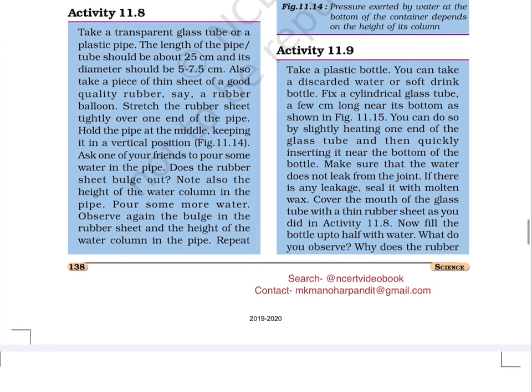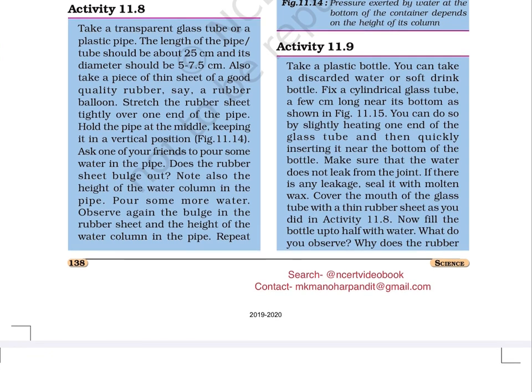You can take a discarded water or soft drink bottle. Fix a cylindrical glass tube, a few centimeters long near its bottom as shown in figure 11.15. You can do so by slightly heating one end of the glass tube and then quickly inserting it near the bottom of the bottle. Make sure that the water does not leak from the joint. If there is any leakage, seal it with molten wax. Cover the mouth of the glass tube with a thin rubber sheet as you did in activity 11.8.